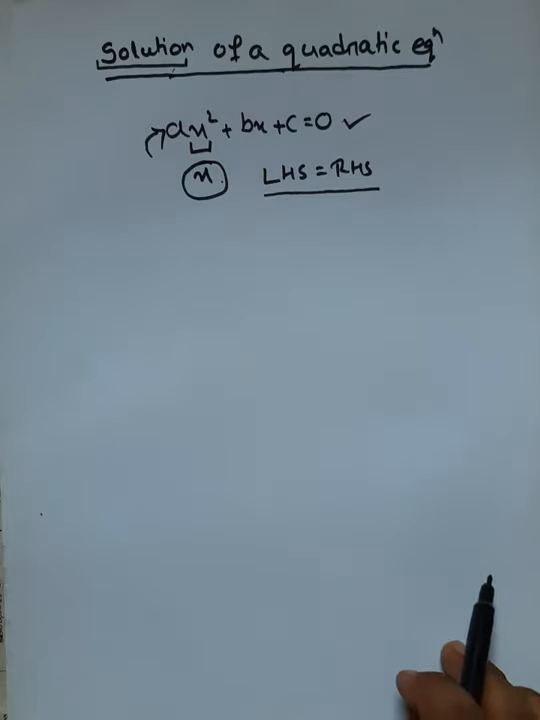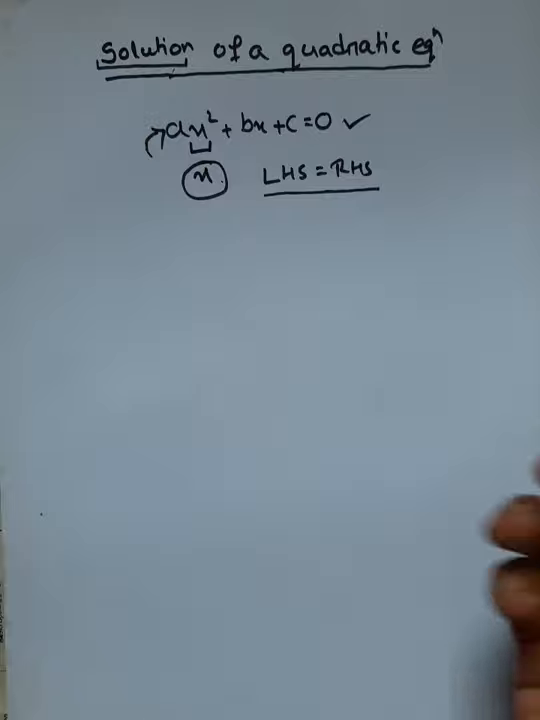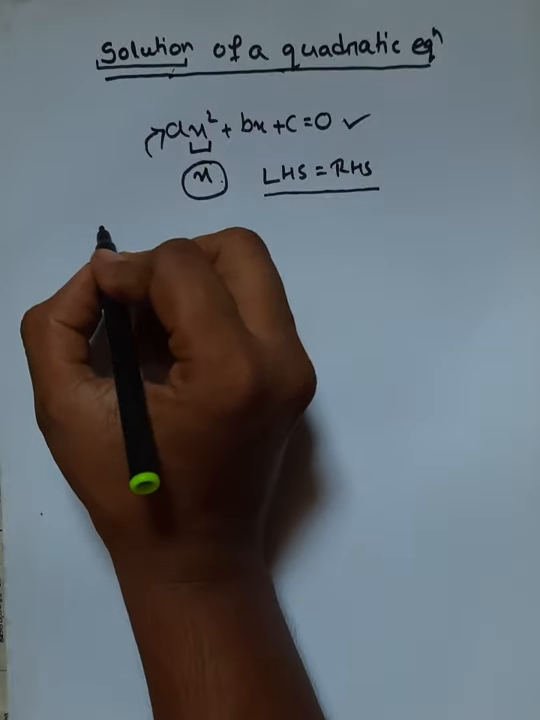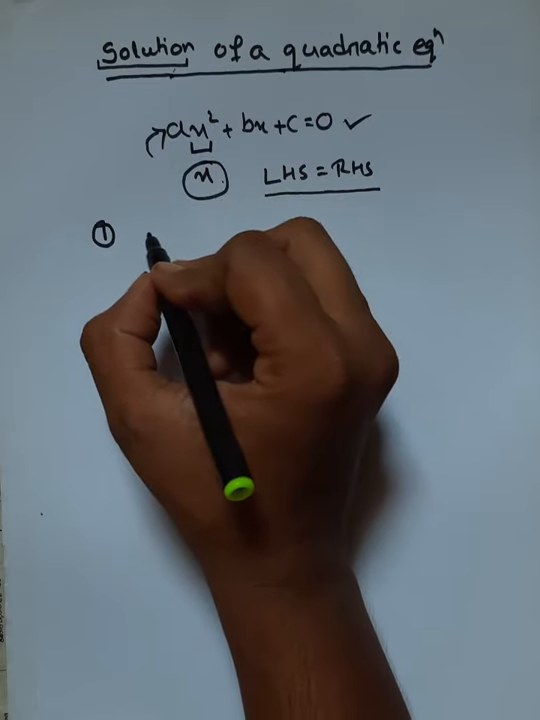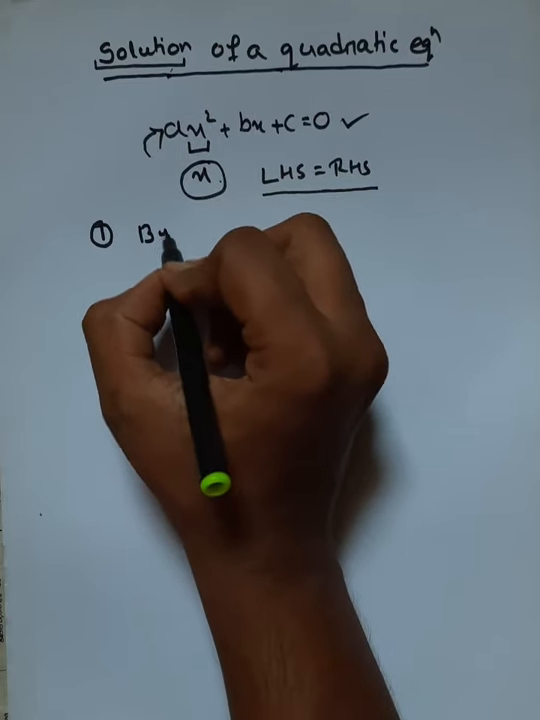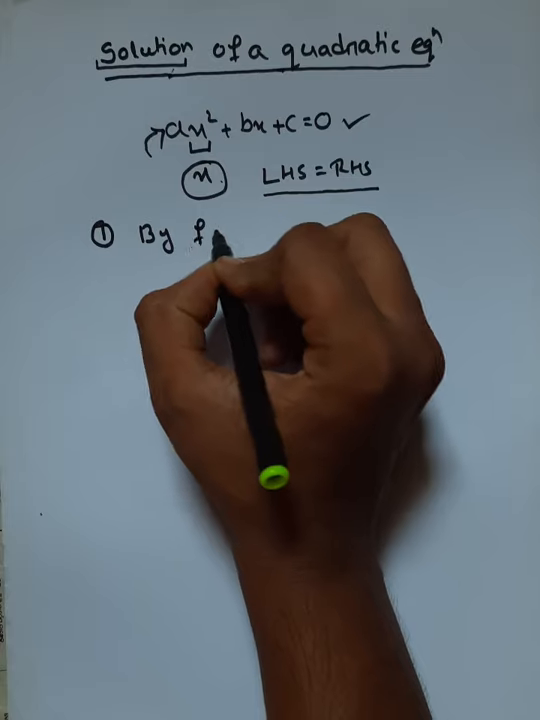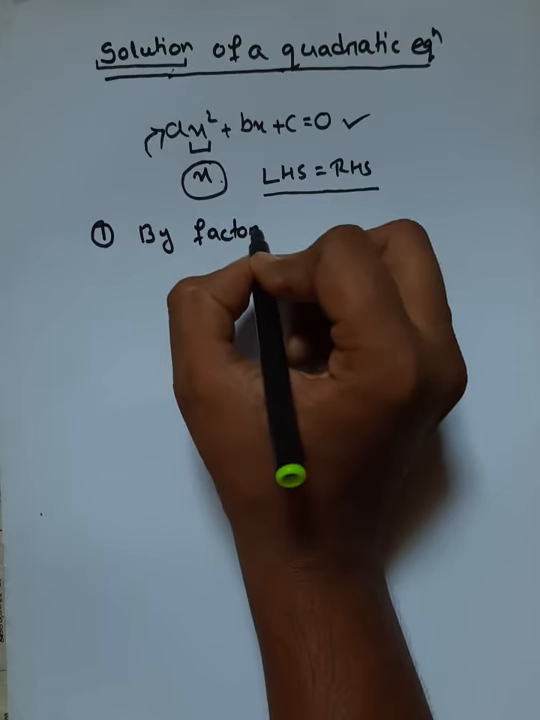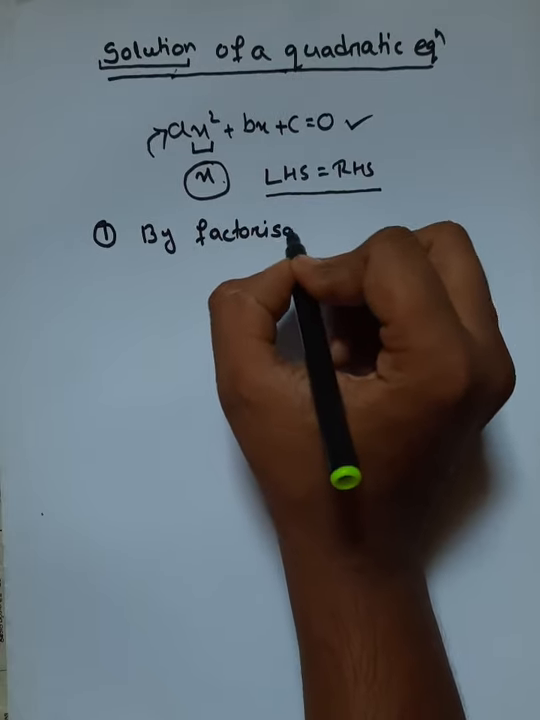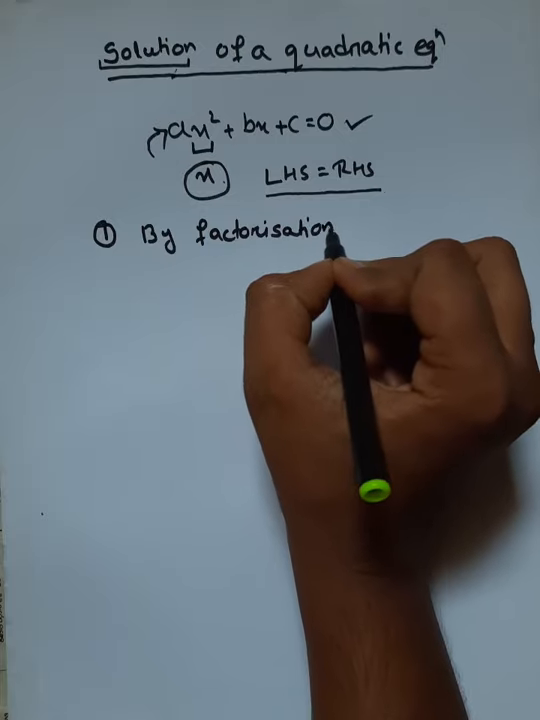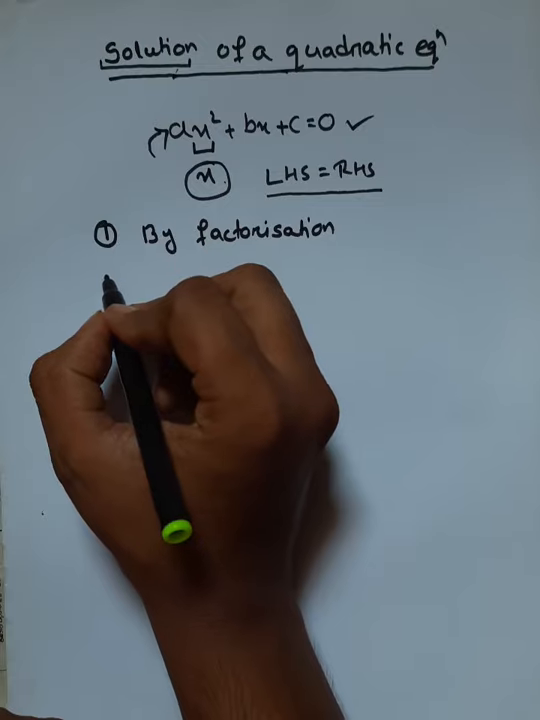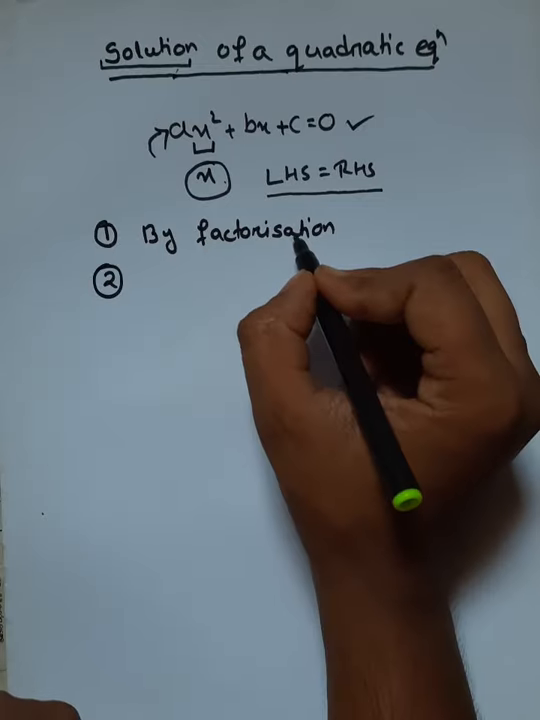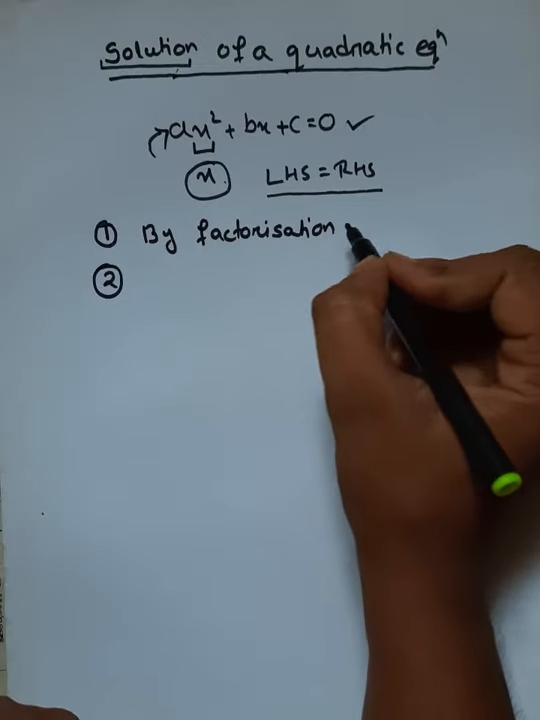Okay, so we can solve a quadratic equation by three methods, which are given in your NCERT book. The first one is by factorization method. This method you know from your earlier classes. This is also known as splitting the middle term.